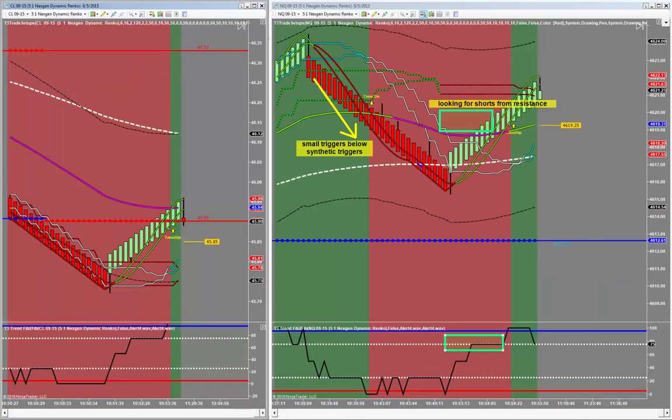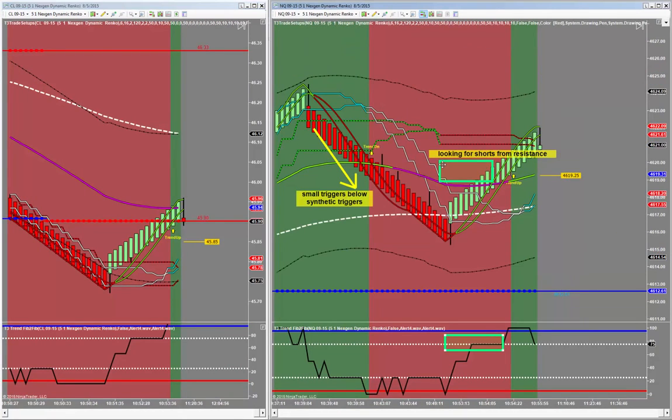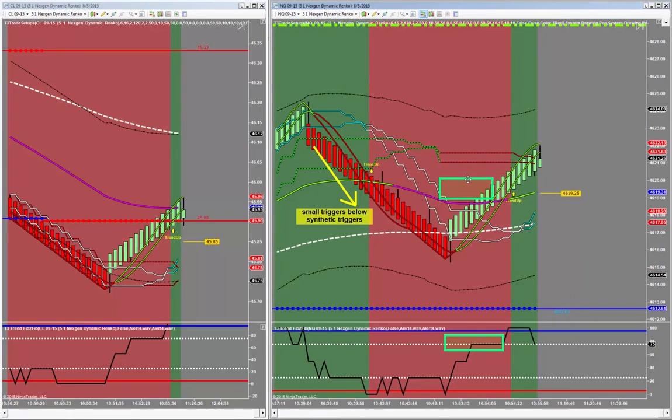All right, so you can see what's happened here on our NASDAQ, right? We didn't get any short trades from resistance, which is fine. Right now our small triggers are starting to go above our synthetic triggers here, which means as long as they remain above both, we're going to be looking for long trades now.